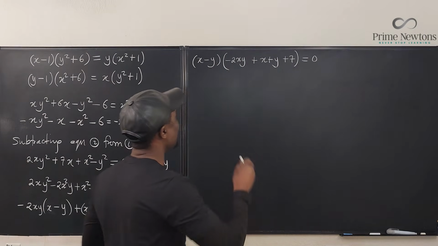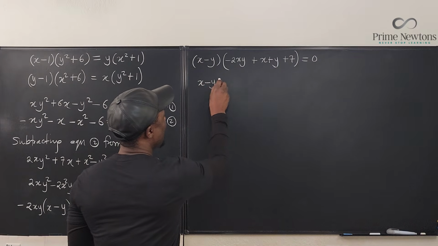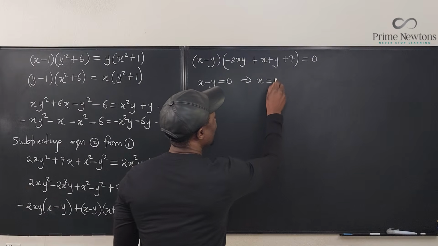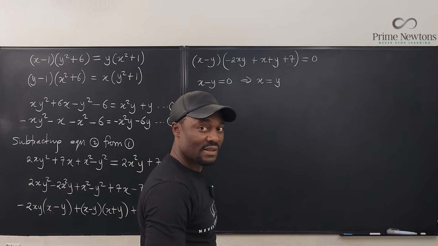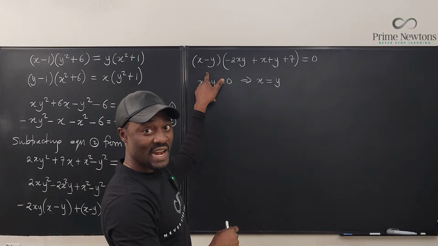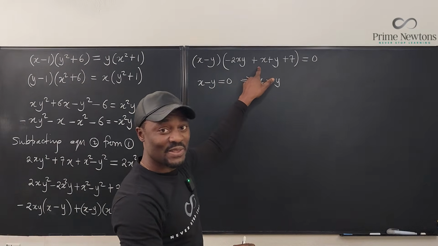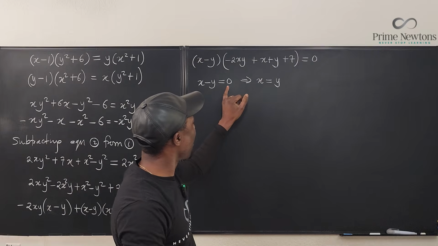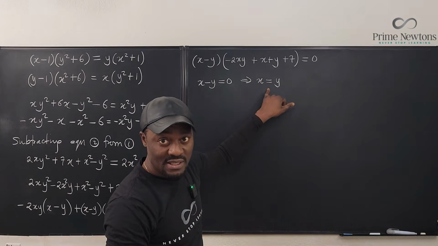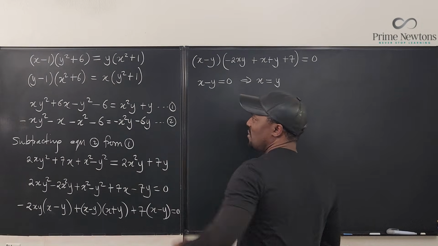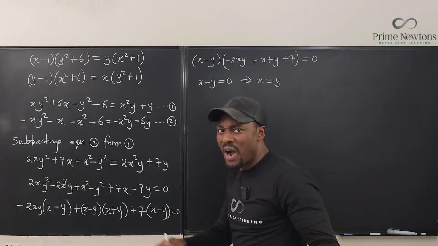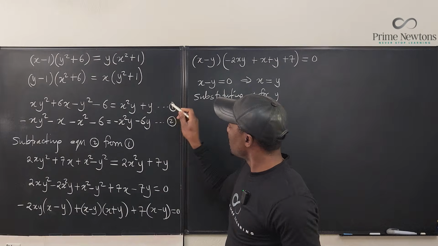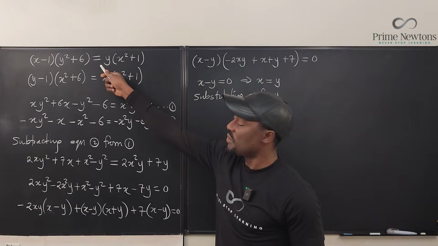So we can clearly say that x minus y is equal to 0 implies x is equal to y. That is one source of answers, okay? This is another source. We're going to come back to this, but let's deal with this situation where we have x minus y equals 0, which implies x is equal to y. We can go back to the original equation and try to put x where y is and see if we get an answer. To make things faster, I am going to use equation 1 rather than use the original one.